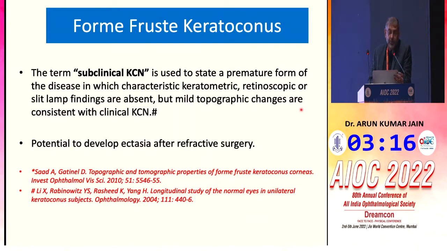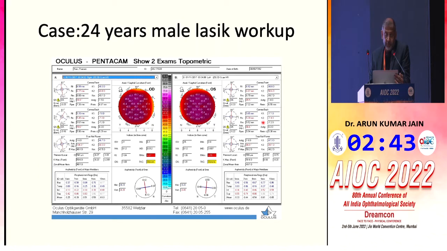So this is more important than overt keratoconus, because many of the cases which come for refractive surgery may have subclinical keratoconus, which is defined as a premature form of disease in which characteristic keratometric, retinoscopic or slit lamp findings of keratoconus are absent, but there are mild topographic changes which are consistent with clinical keratoconus, and they have a potential to develop ectasia after the surgery if we are not careful about diagnosing.